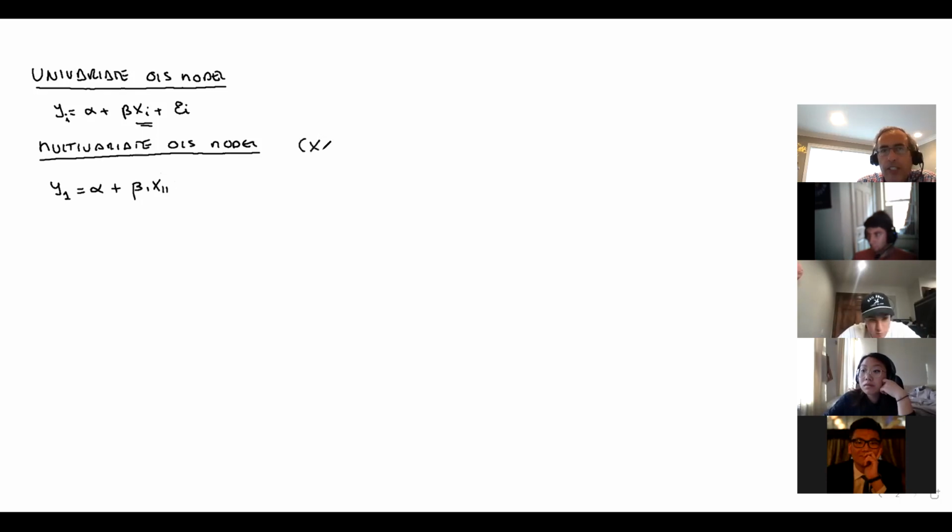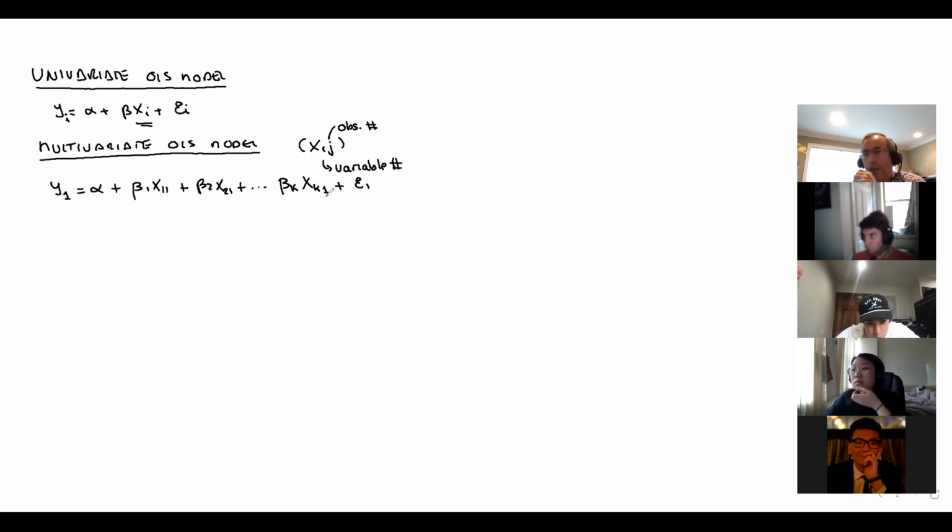a variable 1, position 1. So when I talk about x_ij here, this is the variable number, and this one here is the observation number. So this is variable 1, observation 1, and I will have beta 2, variable 2, observation 1, and then I can do beta k, variable k, observation 1, plus my error 1. So this is the first row of Excel. Of course, in Excel we don't have the error. We're going to compute the error later.